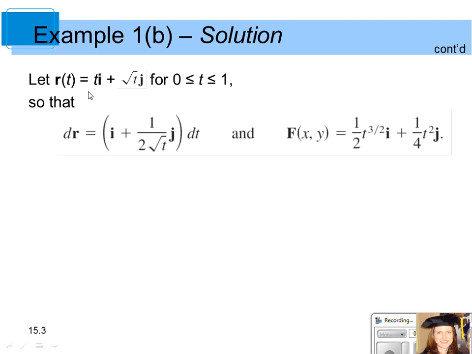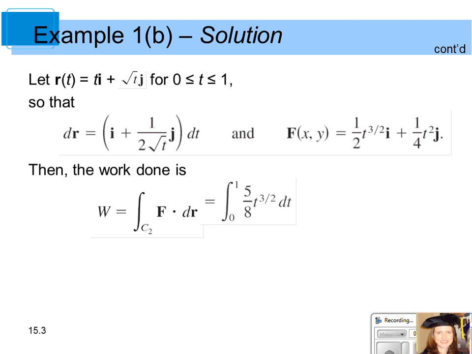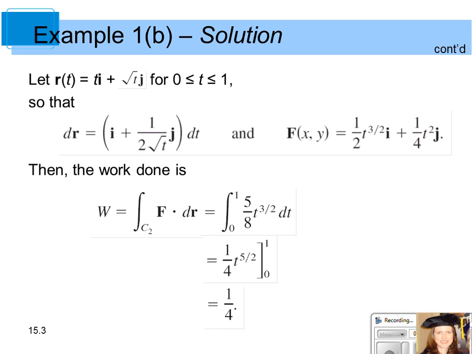When you take the derivative of t, you get 1, and the derivative of square root of t, using the power rule, you get 1 over 2 square root of t. And then when you replace the x and the y in the vector field with x equals t and y equals square root of t, we get the following vector field in terms of t. When you calculate the line integral for work by taking F dot T, when you multiply those corresponding components and add them together, you get the following definite integral from 0 to 1 of 5/8 t to the 3/2 dt. So we end up with a different final integral, but when we calculate the work, we get 1/4.